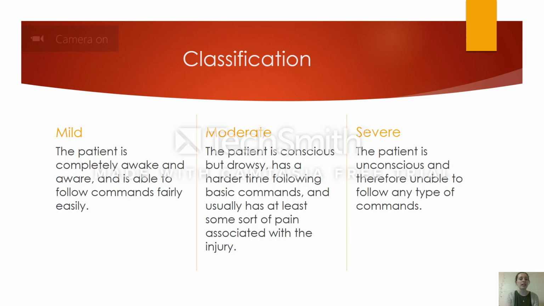So, traumatic brain injury can be classified as being either mild, moderate, or severe. So, a mild traumatic brain injury is when the patient is completely awake and aware and is able to follow commands fairly easily. A moderate classification for a TBI is when the patient is conscious but drowsy and has a harder time following basic commands and usually has at least some sort of pain associated with the injury. And a severe TBI is when the patient is unconscious and therefore unable to follow any commands.